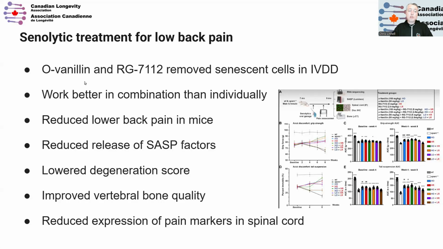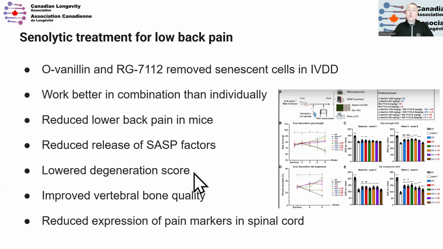So the authors used two senolytics, O-vanillin, which is a main metabolite of curcumin, and RG7112, which is a synthetic molecule. And both of them successfully removed senescent cells from intervertebral disc degeneration. O-vanillin and RG7112 affect different senescent pathways, so they work even better when combined. This resulted in reduced lower back pain in mice, a reduction in the release of SASP factors. So SASP stands for senescence-associated secretory phenotype, which is those detrimental molecules senescent cells release.